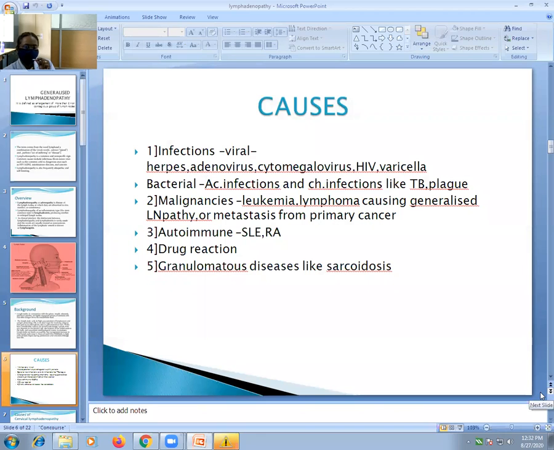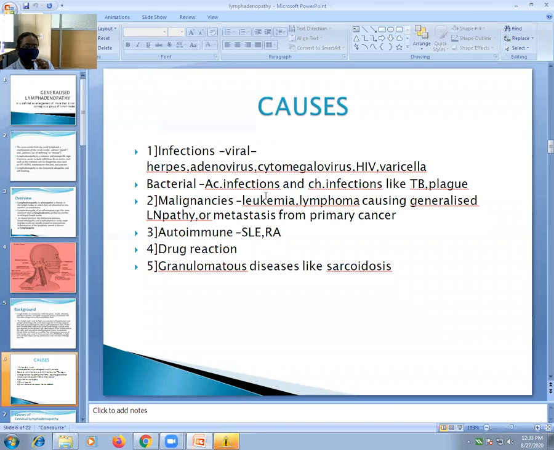So, lymphadenopathy means enlargement of lymph node. This enlargement can be inflammatory or non-inflammatory. The important causes for enlarged lymph node or lymphadenopathy are mainly infectious causes. In infectious causes, there is acute infection and chronic infection. It can be bacterial or viral. Among viruses, the important ones which can cause enlarged lymph node are herpes, adenovirus, cytomegalovirus, HIV, and varicella virus.